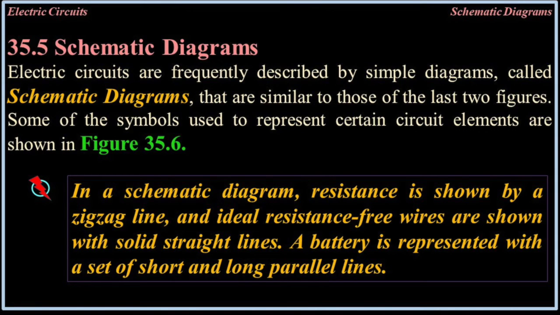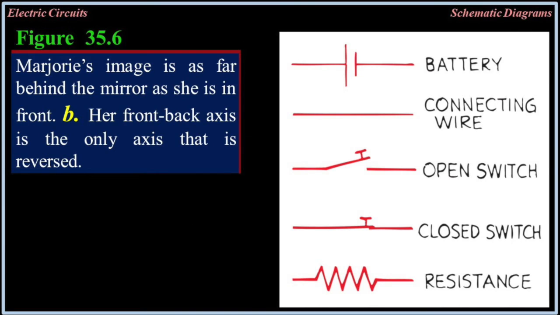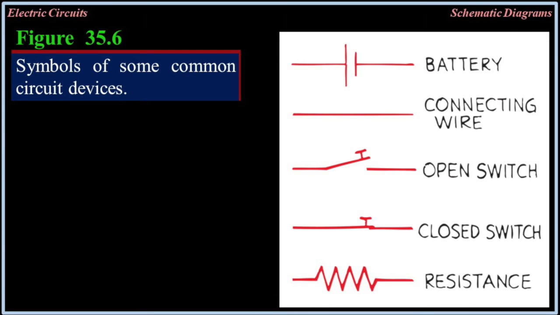35.5, Schematic diagrams. Electric circuits are frequently described by simple diagrams called schematic diagrams that are similar to those of the last 2 figures. Some of the symbols used to represent certain circuit elements are shown in figure 35.6. In a schematic diagram, resistance is shown by a zigzag line, and ideal resistance-free wires are shown with solid, straight lines. A battery is represented with short and long parallel lines. Figure 35.6, symbols of some common circuit devices.